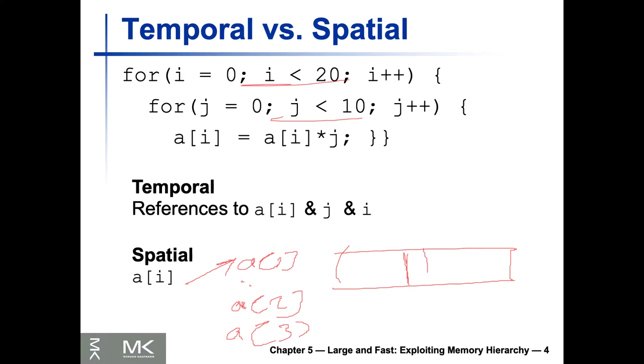So if this was A of i, these items are going to get accessed, right? These are the contiguous items next to A[i]. So this is considered a spatial locality. So for these two, we need to take advantage of these two principles.